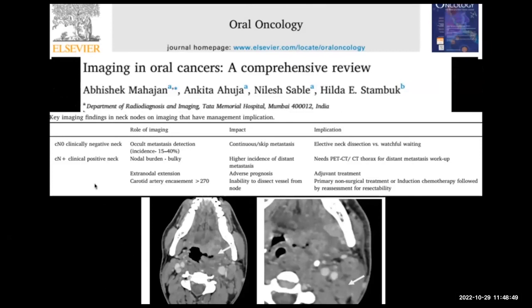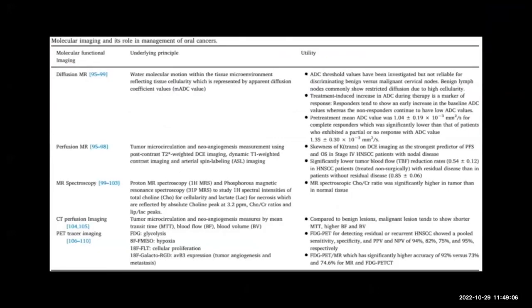In the clinically positive neck, your aim is to tell the surgeon whether he can resect the nodes safely or not, or whether there is external extension. So any fuzzy margins around the node will tell you there is external nodal extension, and if there is encasement more than 270 degrees, the node becomes unresectable.